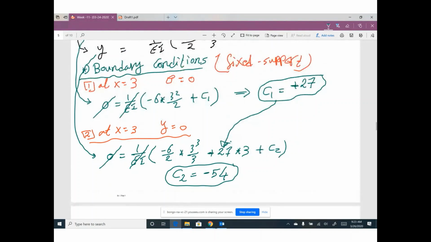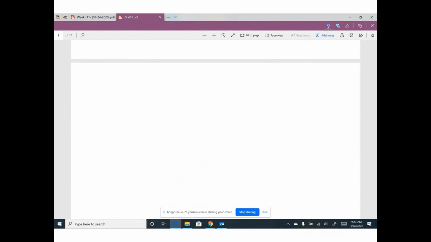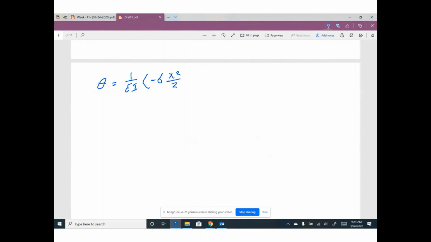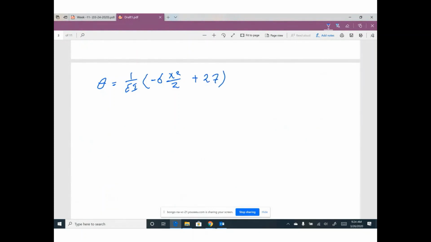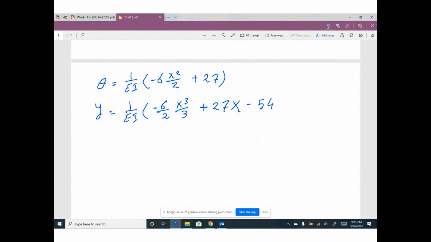So finally, I can write my equation theta equals 1 over EI, negative 6 x squared divided by 2, plus C1, which is 27. And y equals 1 over EI, negative 6 divided by 2, x cubed divided by 3, plus 27 times x plus C2, which is negative 54. I can derive anything using these two equations. Just give me the value of x, I can give you the value of theta or the value of y. So please go back to your problem.